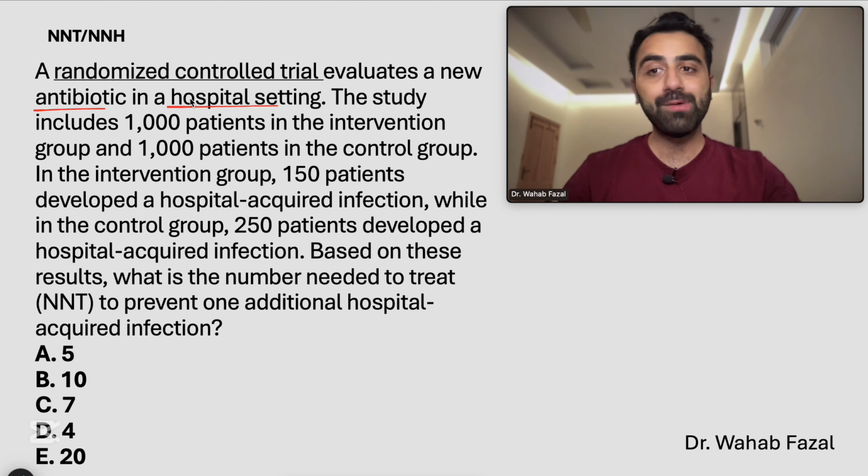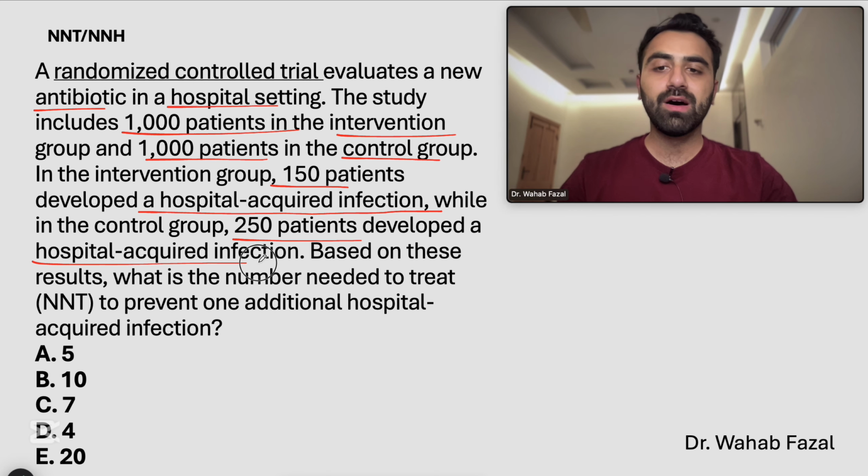So a randomized control trial evaluates a new antibiotic in a hospital setting. The study includes thousands of participants in the intervention group, and thousands of participants in the control group. In the intervention group, 150 developed hospital-acquired infection, while in the control group, 250 patients developed the hospital-acquired infection. Based on the results, what is the number needed to treat to prevent one additional hospital-acquired infection?